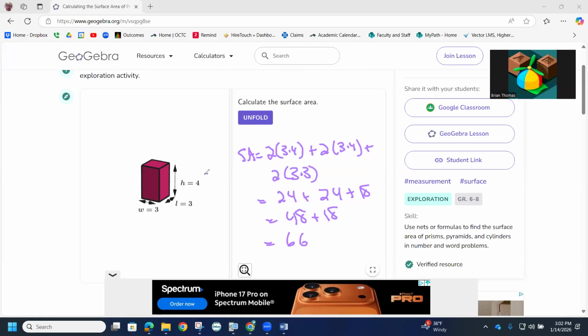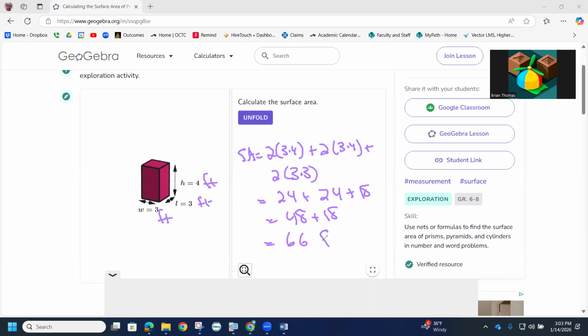So if I call these in terms of feet, all these have to be in the same unit. If they're all in feet, then we would say the surface area is 66 square feet. So we put a little FT with the power 2, since we're talking area, that'd be square feet.